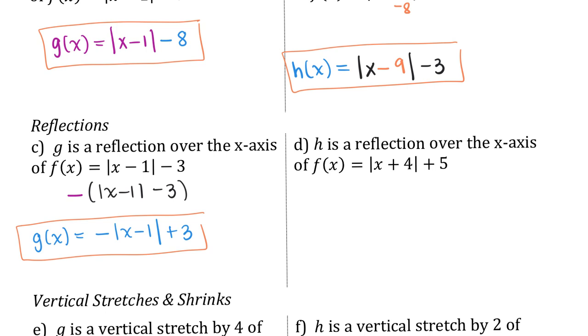h is a reflection over the x-axis of f of x. So I'm taking this entire function and reflecting it over the x-axis. So this whole thing is getting multiplied by a negative. What are we calling this thing? h of x? Okay, I'm going to keep the negative outside the absolute value because I can't distribute it, but I can distribute it to the 5, so now it's a minus 5.